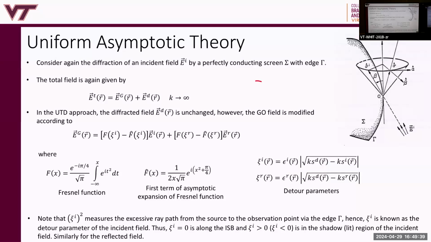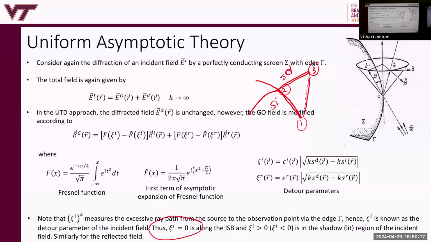So here, let's say here is the edge gamma. Here is my source, point 1. Here is S incident. And here is the observation point, S reflected or diffracted. And here is the excess path. So the excess path length is what this is measuring. From the source to the observation point via the edge, how much in excess is that than the direct, right? It's known as a detour parameter of the incident field.